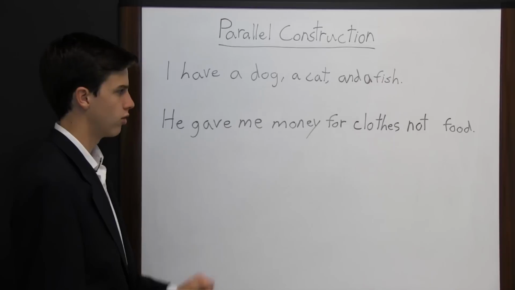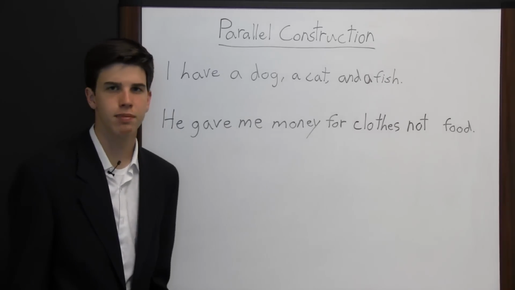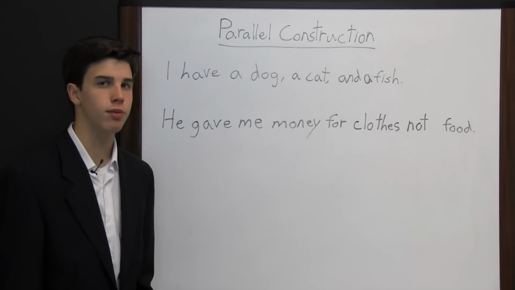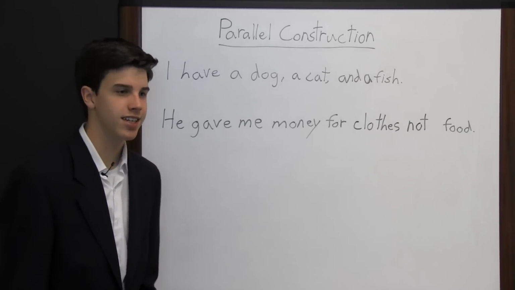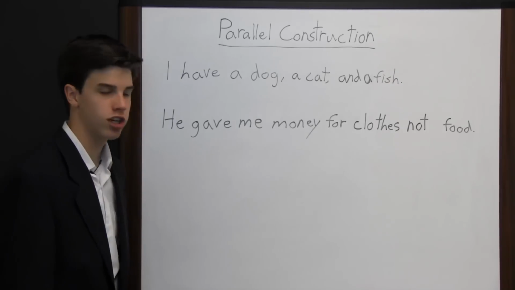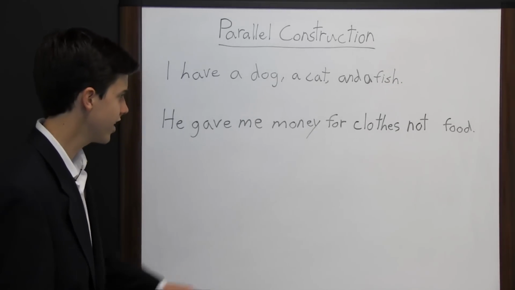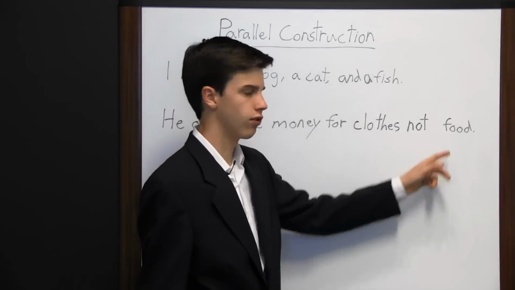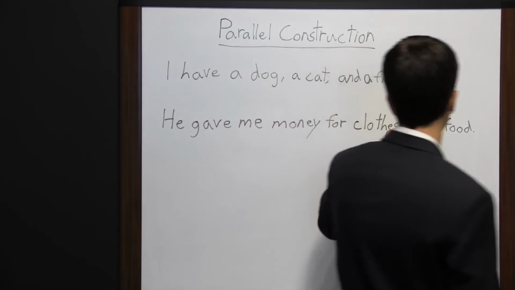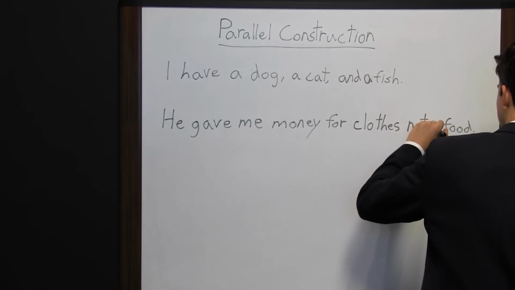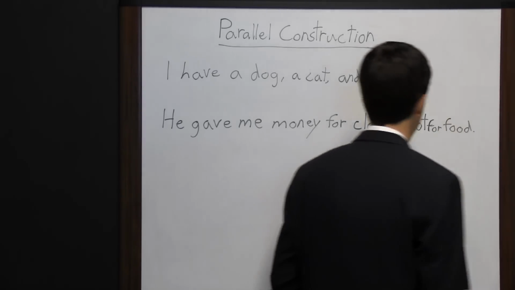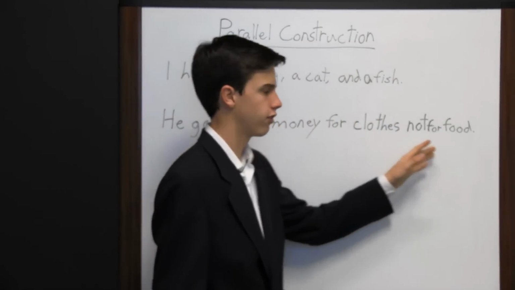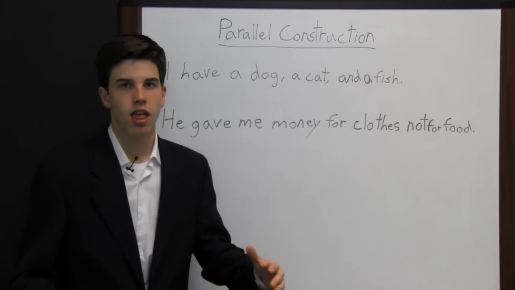He gave me money for clothes, not food. Again, this sentence may seem grammatically correct to you because you may have seen people write like this, or you may have even heard people talk like this. However, this sentence is not grammatically constructed correctly. Because see here, the word "for" is before clothes. However, the word "for" is not before food. So to make this correct, the word "for" needs to be inserted before food. So now the sentence reads, he gave me money for clothes, not for food. So now that sentence sounds more correct.